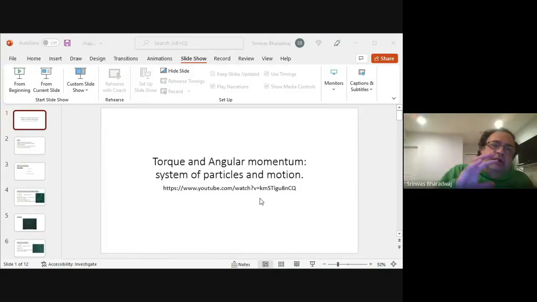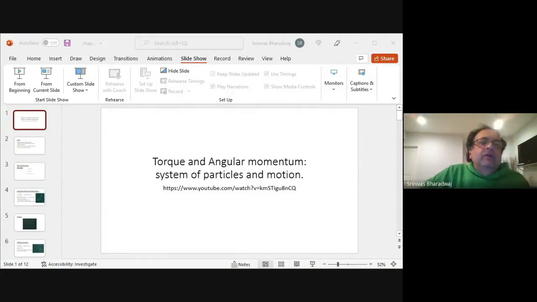So now we will discuss this idea of torque and angular momentum. These quantities are related. Torque and angular momentum are related, just like momentum and force are related. What do I mean by that? How are momentum and force related? Momentum and force are directly linked. One is the derivative of the other. dp/dt equals F.